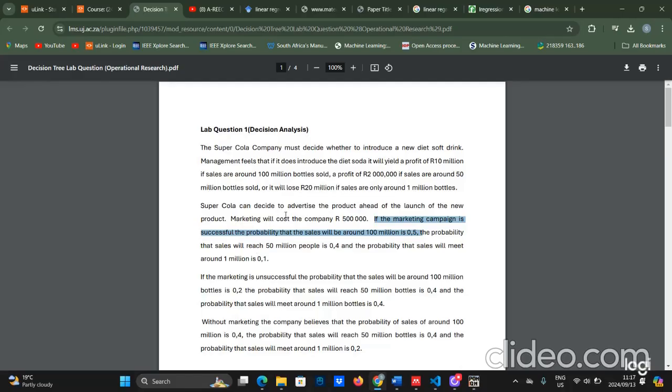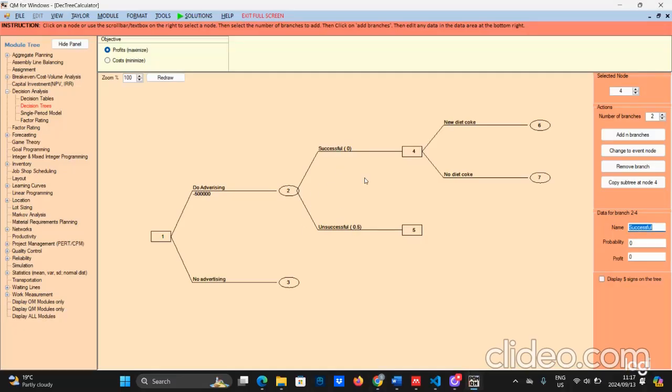But if we go back here again, I want to clear something up. Since they didn't tell us the probability of the marketing campaign being successful or not successful, we assume an equal chance of everything. Which means here we'll have our probabilities as 0.5. So if they didn't mention it, we assume a 50% chance that our campaign is successful, and also a 50% chance that our campaign is unsuccessful.